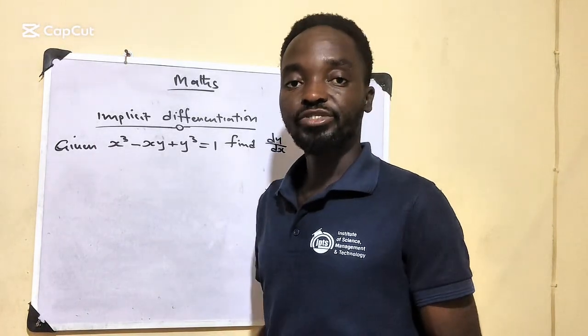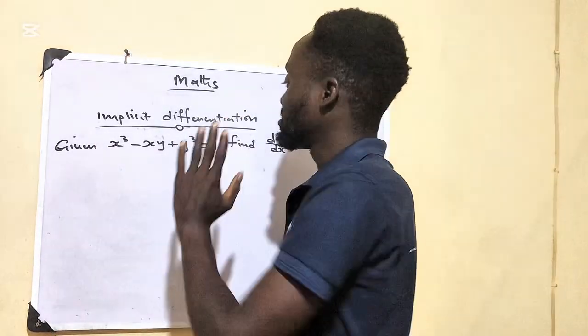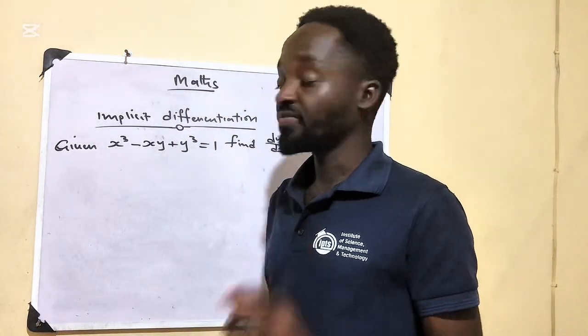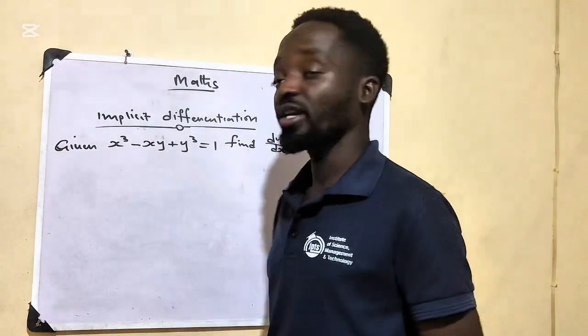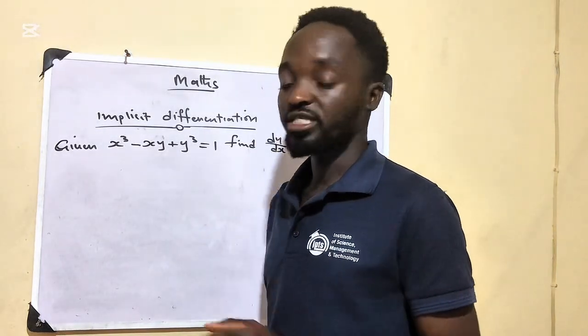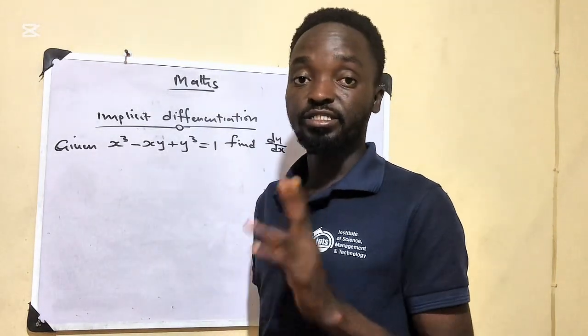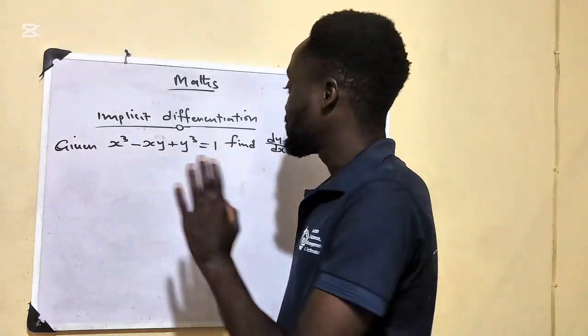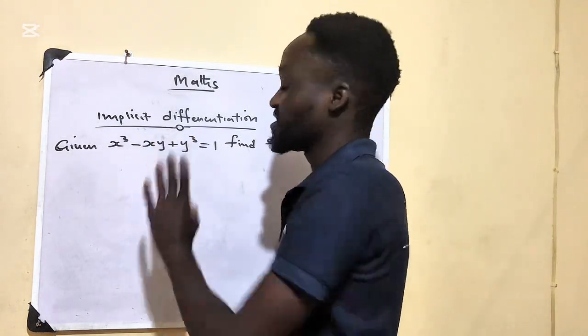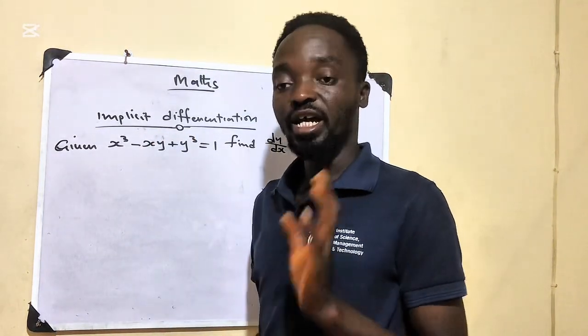Welcome to today's class. In today's class, we are going to learn implicit differentiation. Now, implicit differentiation is a form of differentiation whereby you differentiate two variables, that is both x and y, at the same time, that is simultaneously. So when you are differentiating a function implicitly, you differentiate both the x and the y at the same time.